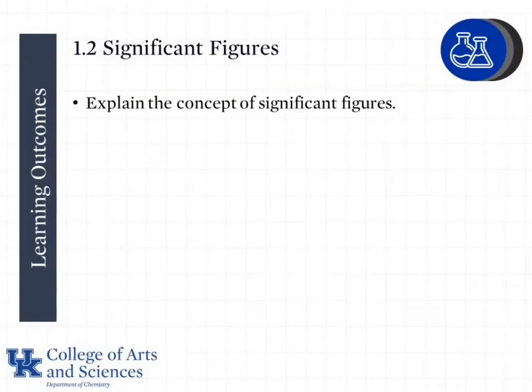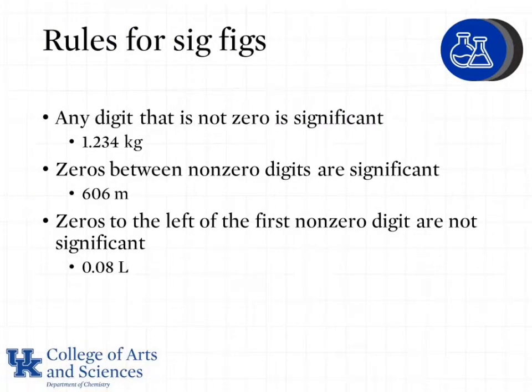In this lesson, we are going to talk about the rules of significant figures. Significant figures are important because they tell us something about the precision of the answer, and our answers to calculations cannot be more precise than the numbers that went into those calculations initially. First, we'll go through the rules for determining significant figures, and then we'll look at some examples.